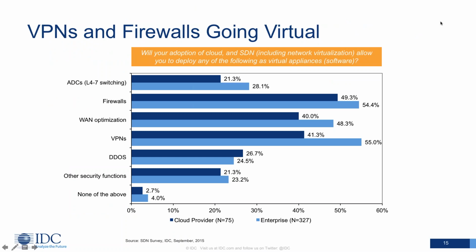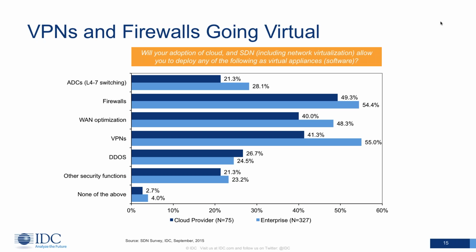So here's what we got when we did our survey. We asked respondents whether adoption of cloud and SDN, including network virtualization, so we're assuming that network virtualization at the lower layers is occurring here, allows you to deploy any of the following as virtual appliances in software. And you can see for enterprise respondents, VPNs was way up there, 55%. Firewalls almost a similar percent for enterprise respondents.